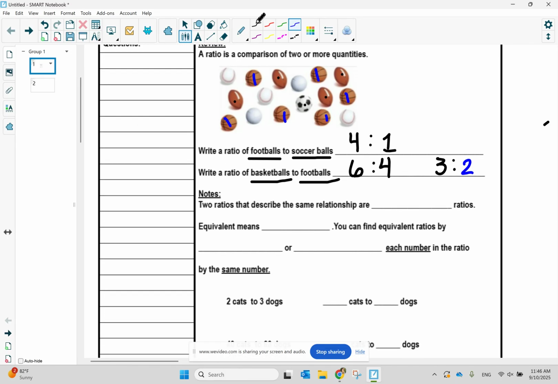Two ratios that describe the same relationship are called equivalent ratios. Equivalent.